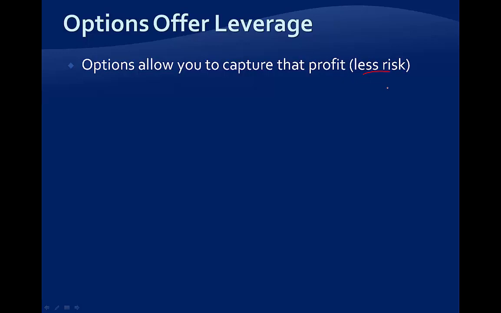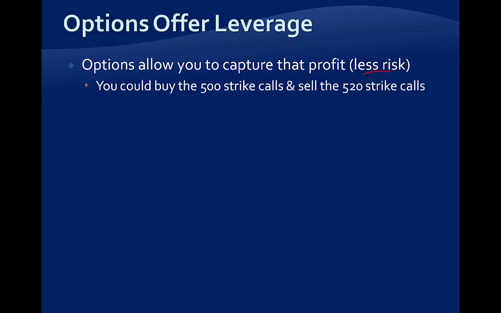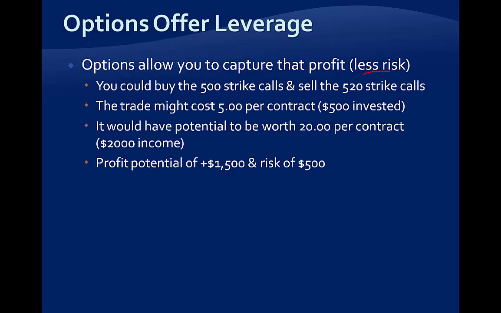We're not investing $50,000. We don't have $50,000 at risk. We only have our $500 we paid for the spread. So we bought the 500 strike call, sold the 520. The trade cost us $500. We have $2,000 of potential gain minus our investment. So we have the potential to make $1,500 on $500 of risk.